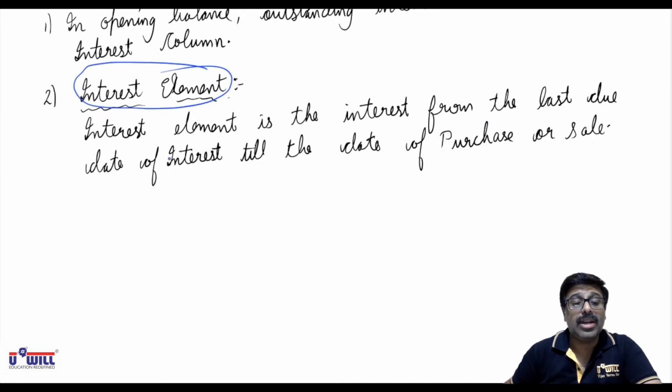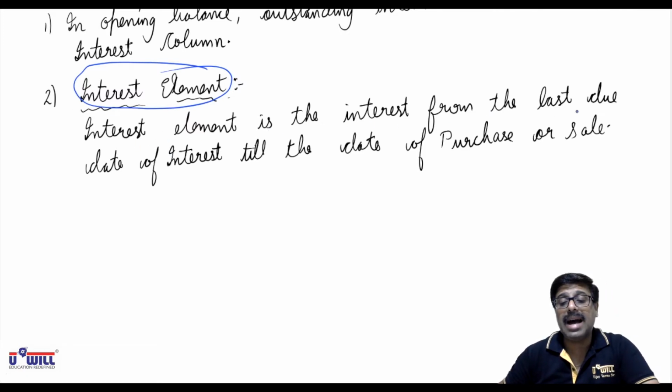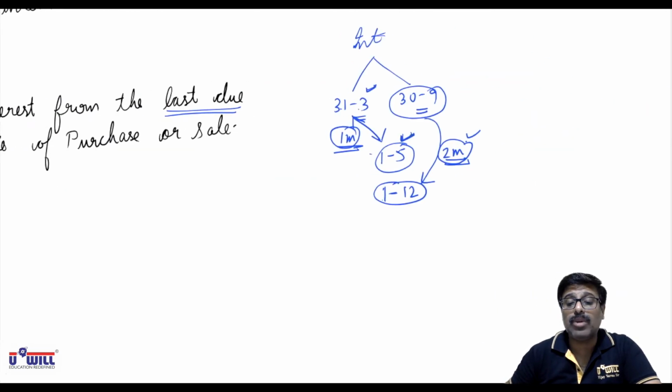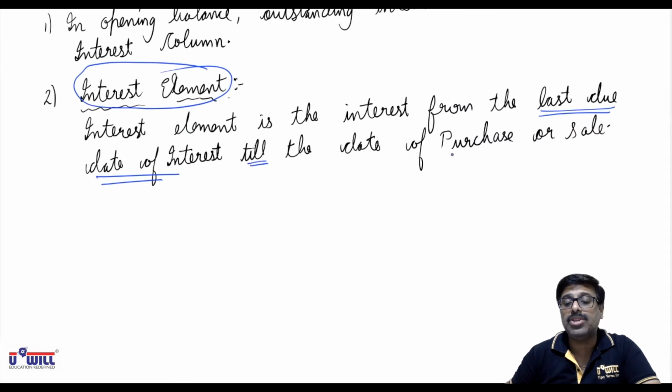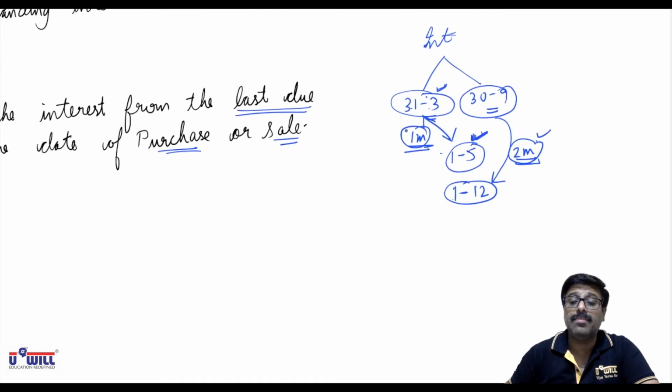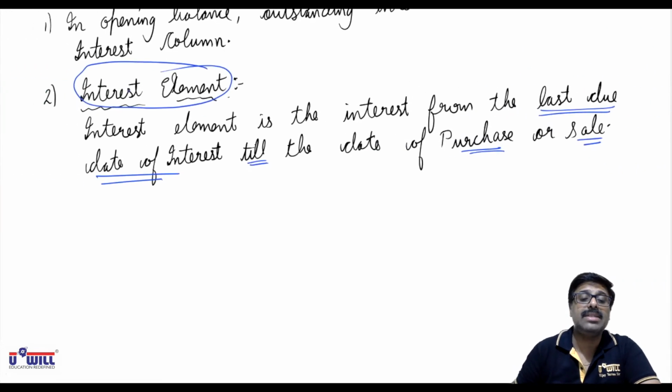Okay, so once again look at it. What is interest element? Interest element is the interest from the last due date of interest. So if you buy or sell the security on 1st May, what is the last due date of interest? 31st March. Till the date of purchase or sale. So 31st March to the date of purchase or sale, 1st May, 1 month. If you buy or sell the security, for example, on 1st December, then what is the last date of interest? 30th September. So 30th September till the date of purchase or sale, 1st December, 2 months. So this 1 month or 2 months interest would be interest element.